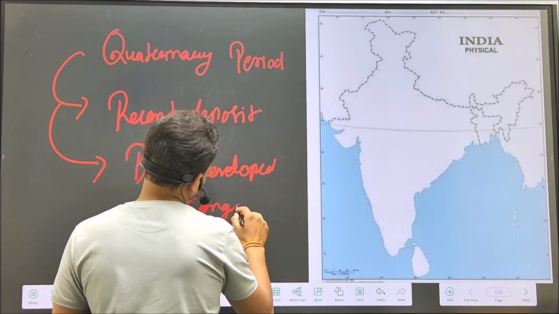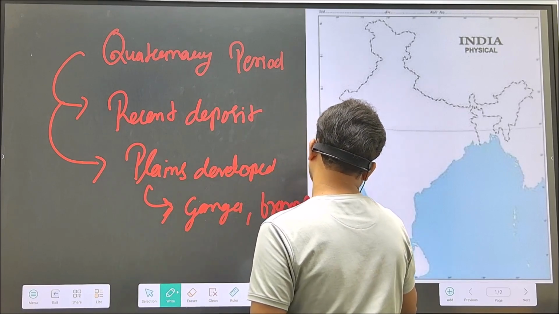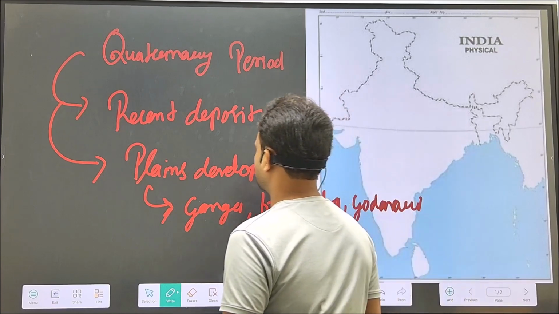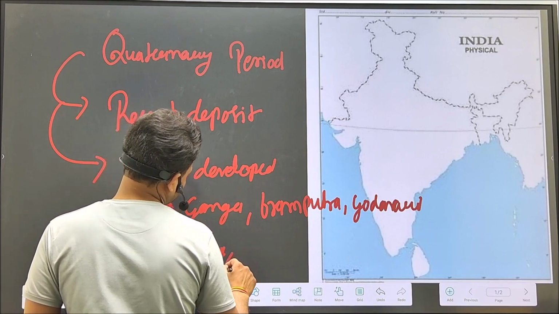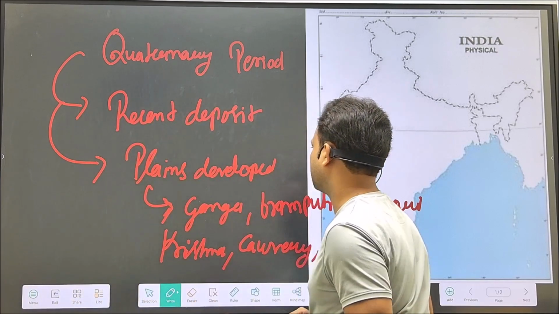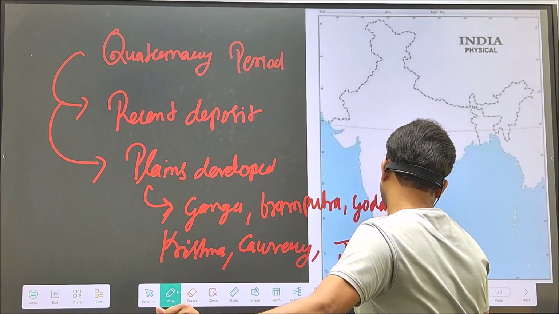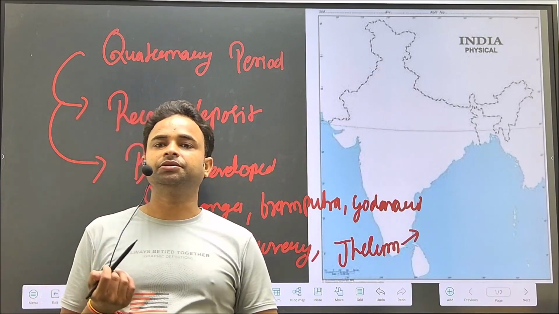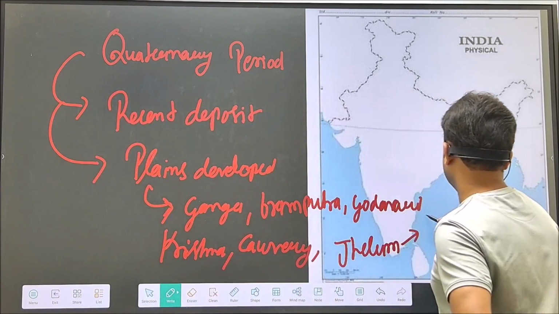Ganga, Brahmaputra, Godavari, Krishna, Kaveri, and also in the Himalayan region like Jhelum. And one most important thing about Jhelum river deposition: it is called Karewas.